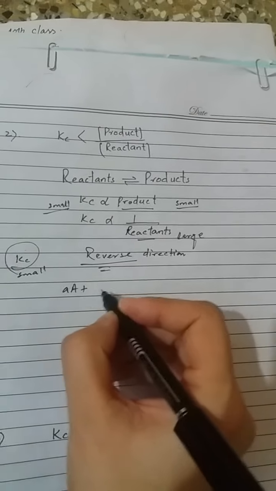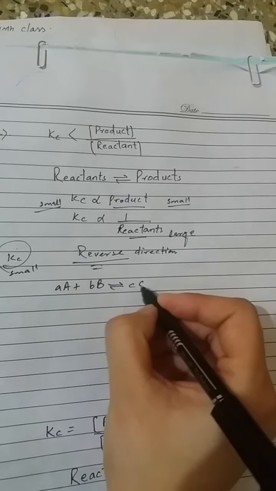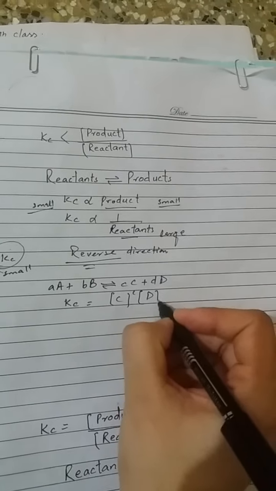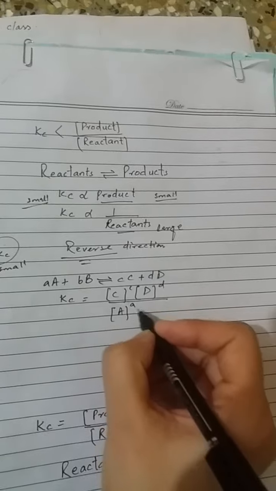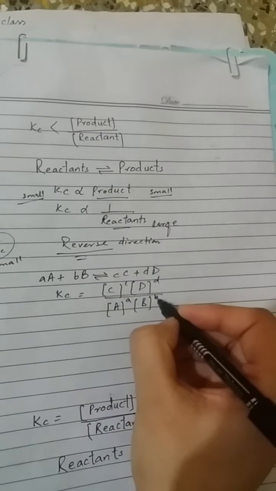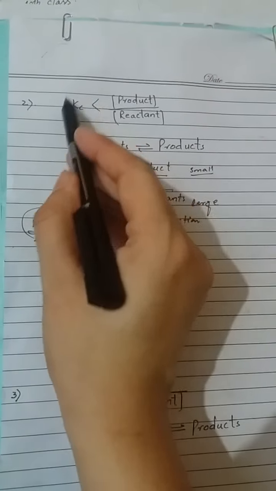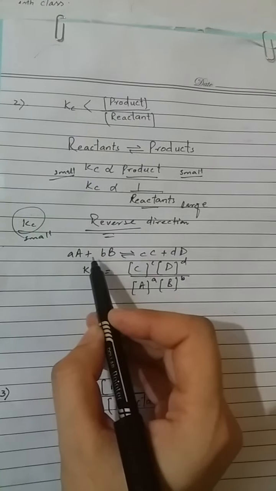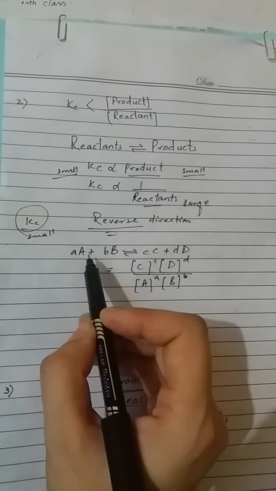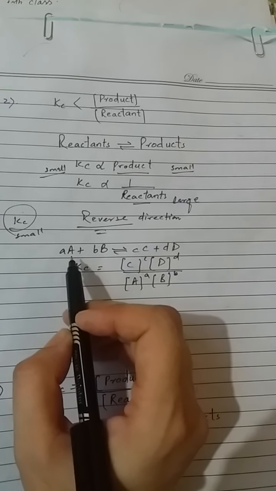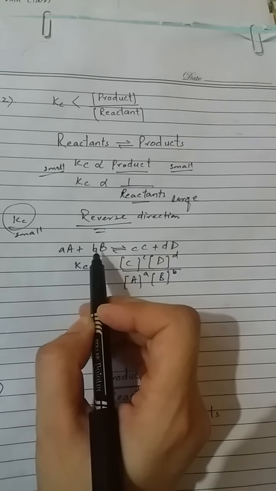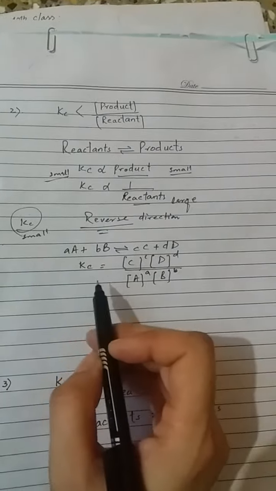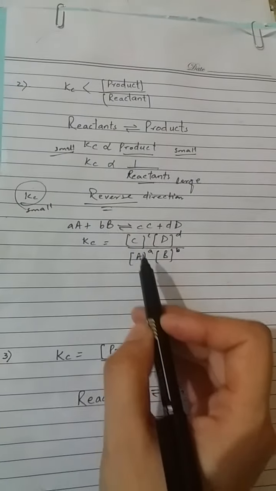Similarly, if A reacts with B, it forms products C and D. First of all we will write the equilibrium constant expression, C and D over A and B, which are reactants here. A small value of Kc means a small amount of products and a large amount of reactants are present. So products react again to form reactants in the reverse direction. More reactants are required to attain equilibrium, so if the Kc value is small, the reaction will proceed in the reverse direction.